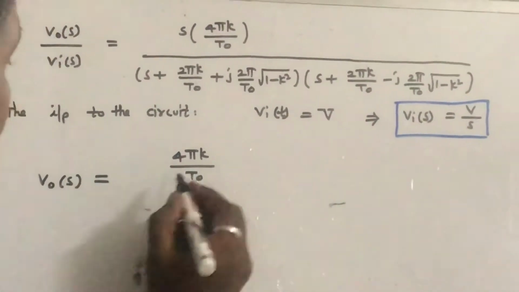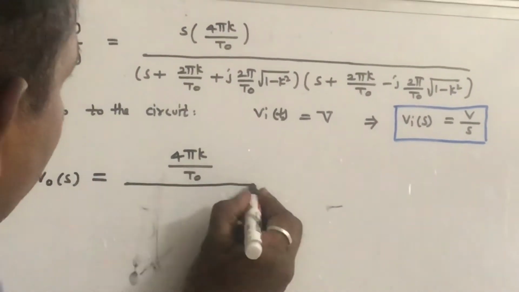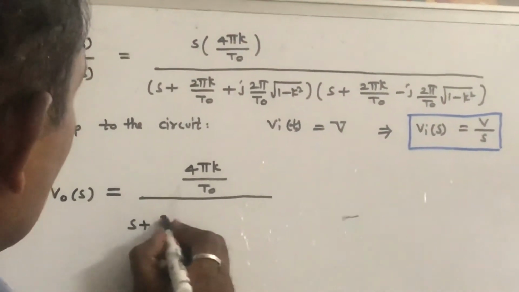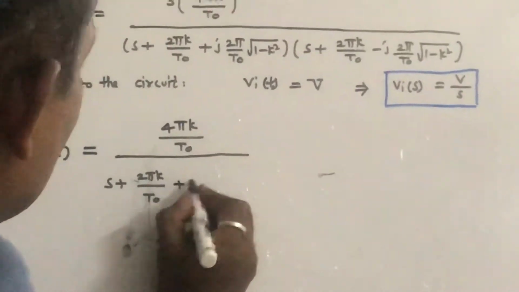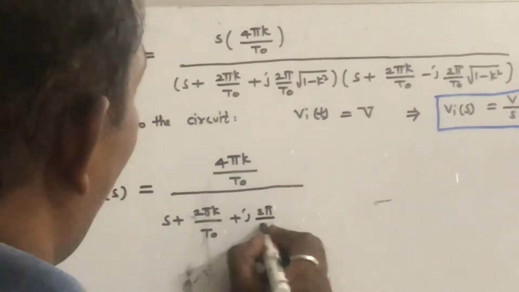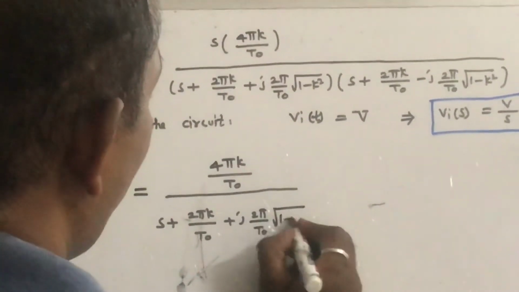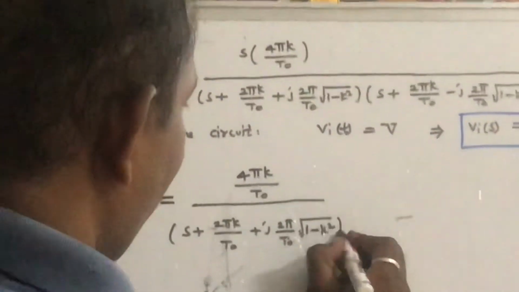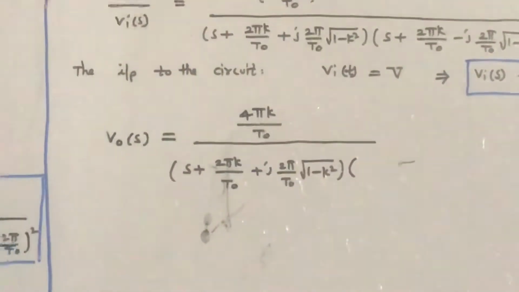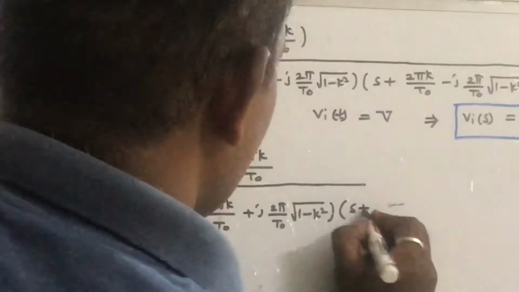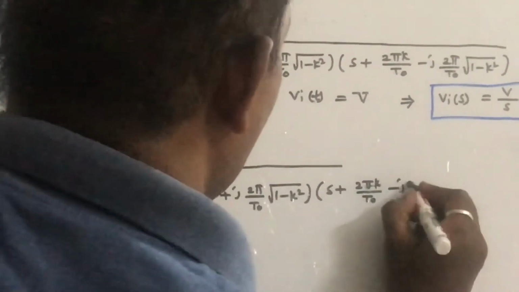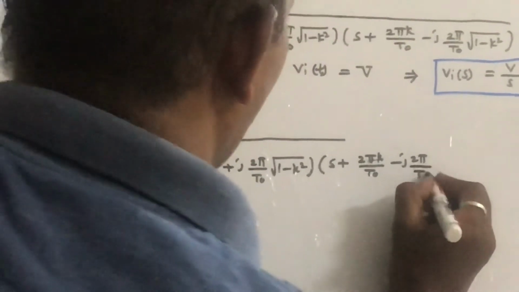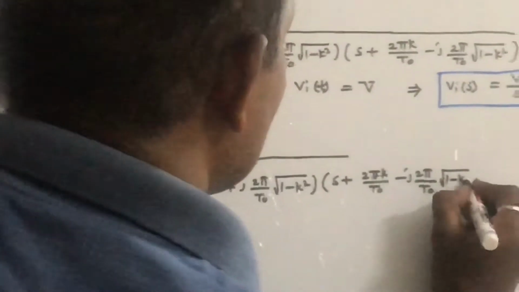divided by S plus 2 pi k by t naught plus j into 2 pi by t naught into square root of 1 minus k square. This is the first one. The second one is S plus 2 pi k by t naught minus j into 2 pi by t naught into square root of 1 minus k square.